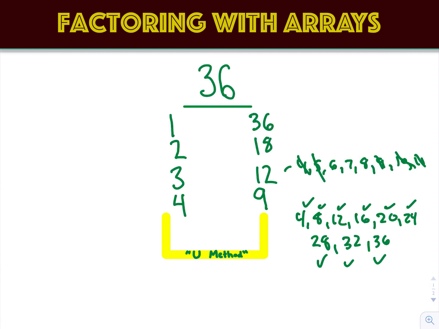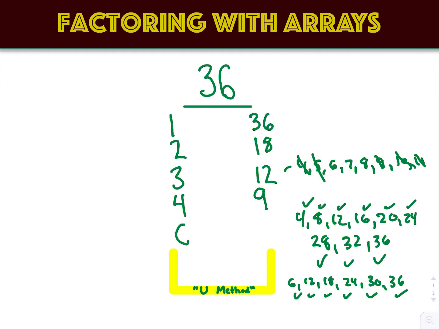Next up is 6. And as I list out the multiples of 6, I find that 6, 12, 18, 24, 30, 36 is 1, 2, 3, 4, 5, 6 multiples of 6 equals 36. And I have the perfect square that I mentioned earlier, meaning that 6 times itself is 36, which is going to be a different type of array, and you'll see why here in a second.